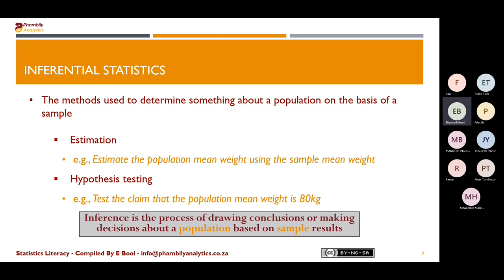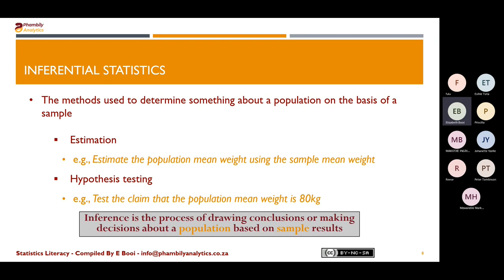So with inferential statistics, there are two methods that you can use. The first is estimation, where we estimate, and we're going to talk about this when we do the confidence interval. And there is hypothesis testing. Remember, the hypothesis that I spoke about is just a statement that you make, which is the assumption.